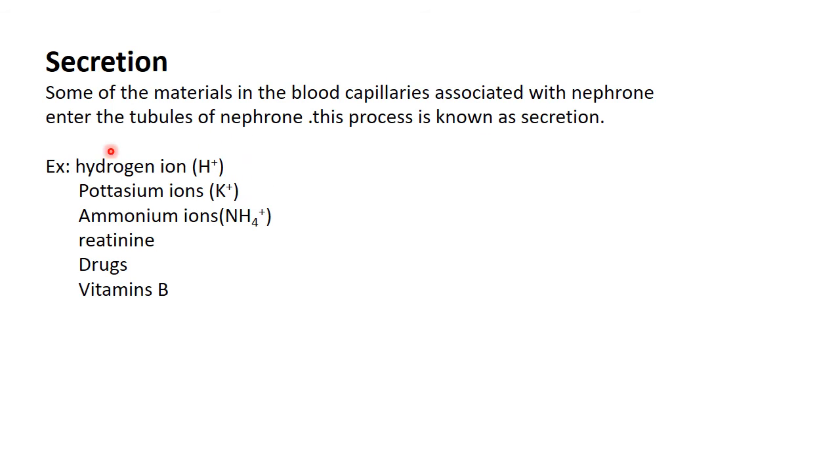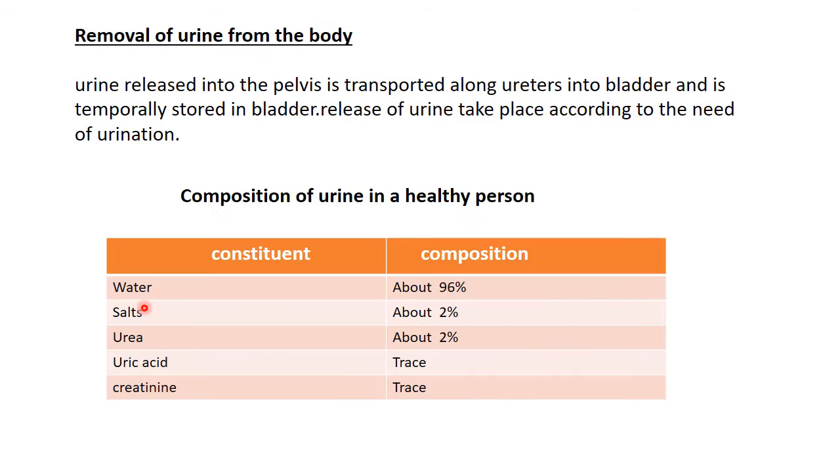So what are the constituents that are secreted into the nephron again? Hydrogen ions, potassium ions, ammonium ions, creatinine, drugs and vitamins. Removal of urine from the body. So urine released into the pelvis is transported along the ureters.